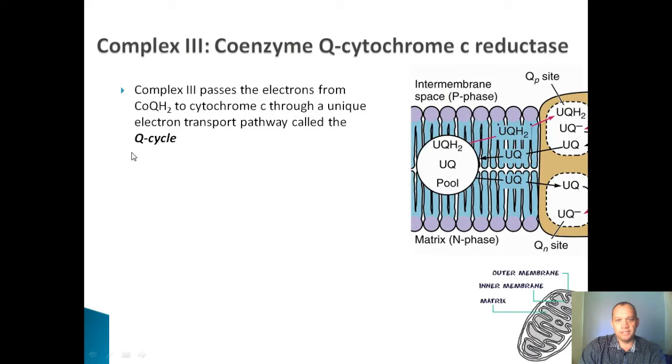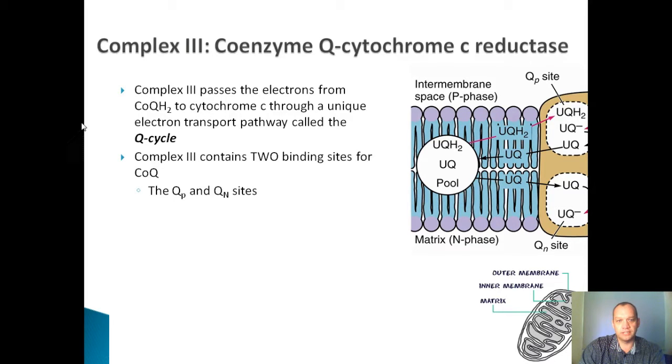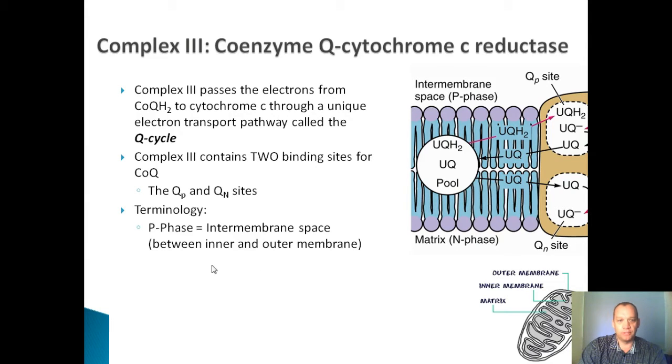So the complex passes electrons from coenzyme Q onto cytochrome C through a unique electron transport pathway, as we've said, it's called the Q cycle. And it does this through two binding sites for coenzyme Q. So we're going to just talk a little bit about the definitions, the nomenclature of these binding sites first, just to give you a better understanding of how the electron pathway works.